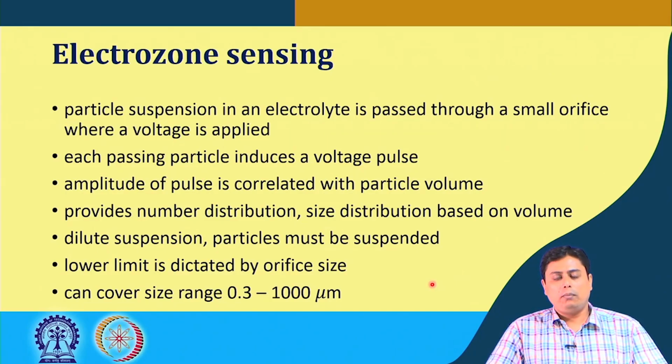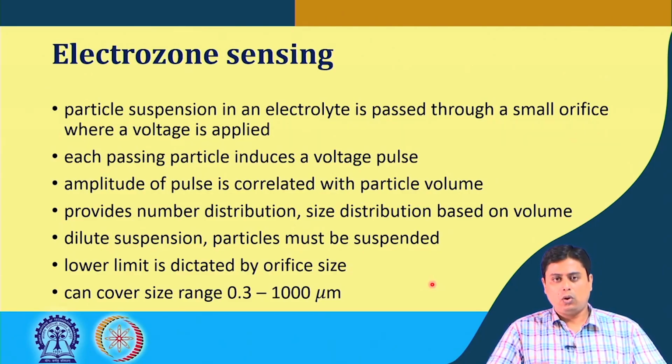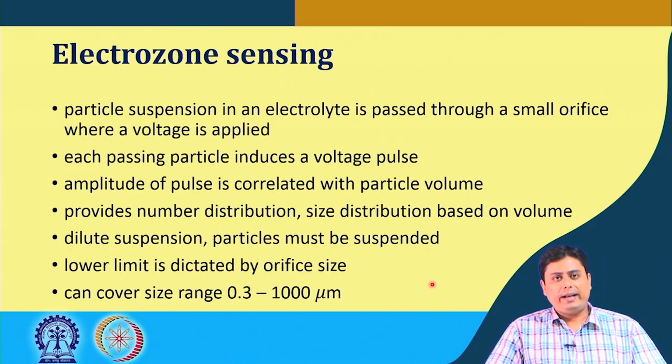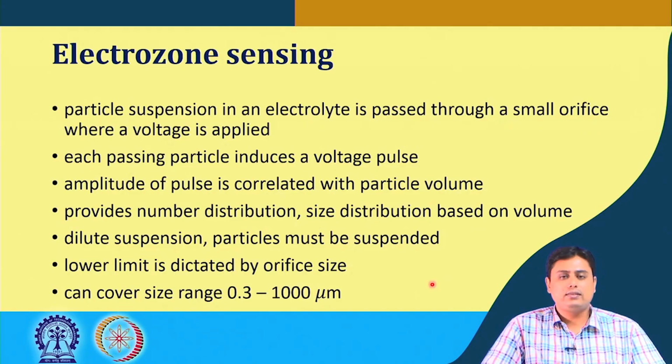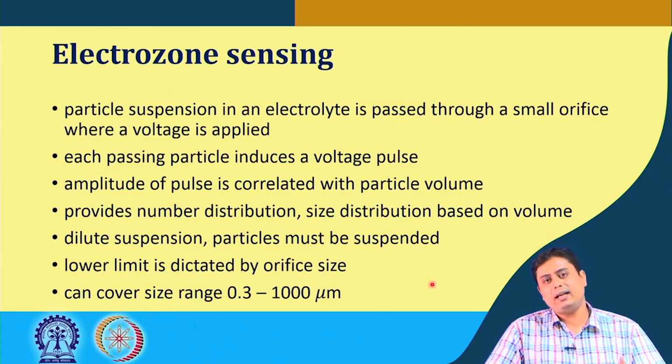Now, you can understand that it can create a problem if multiple particles pass through the orifice at a certain time, because then you do not get the actual measure. So, this process has a limitation: you have to take a dilute suspension, so that one by one the particles can pass through that orifice. The other criterion is that particles have to be suspended. If the particle settles, then it is very difficult to pass it through that particular orifice. So, the particle has to be suspended.